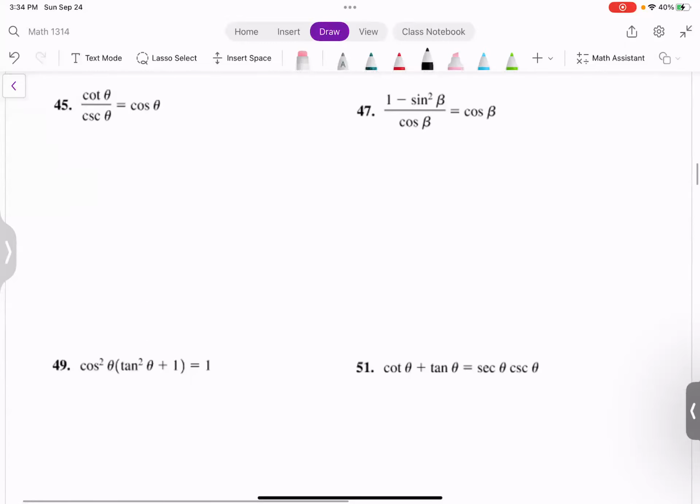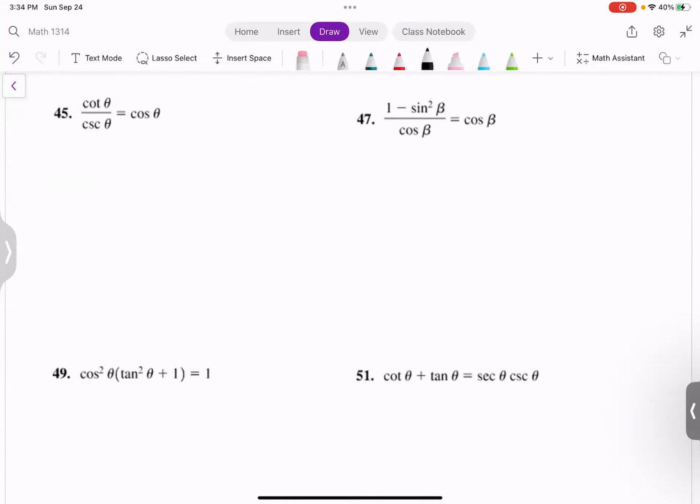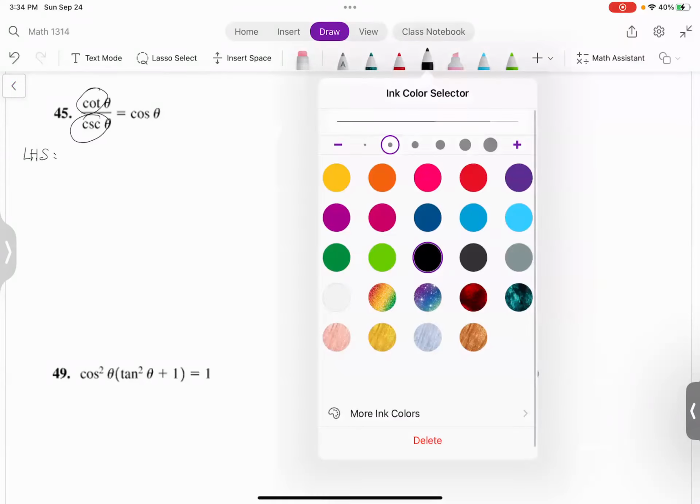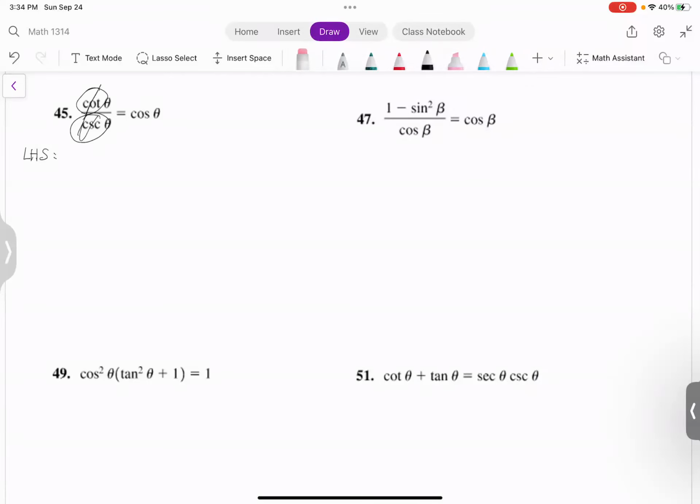All right, let's see the first one. Cotangent theta over cosecant theta equals cosine theta. Which side is more complex? We start from the complex side, which is the left-hand side. Left-hand side has a cotangent and a cosecant. My right-hand side has a cosine. That means I can try to convert my left-hand side into sine and cosine, and then convert it to the right-hand side.